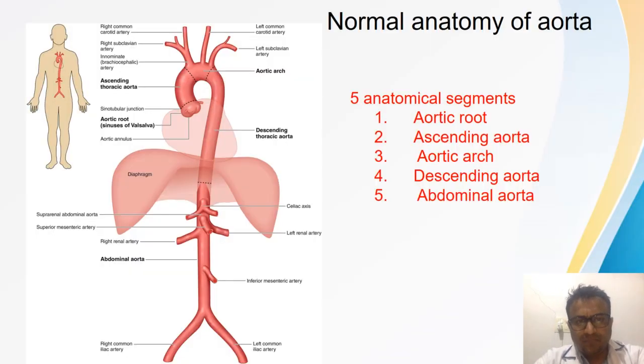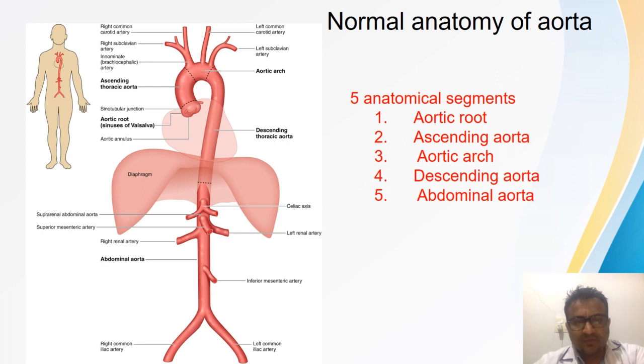Before we start talking about acute aortic dissection, let's discuss the normal anatomy of the aorta. As you know, the aorta is the largest artery in the body, and it has 5 anatomical segments.